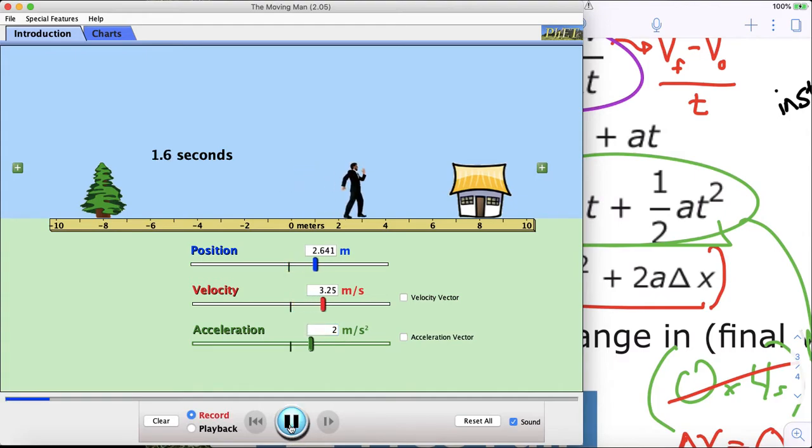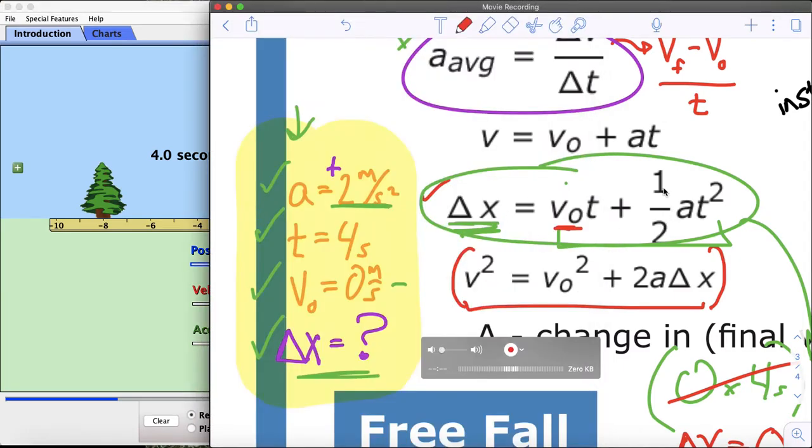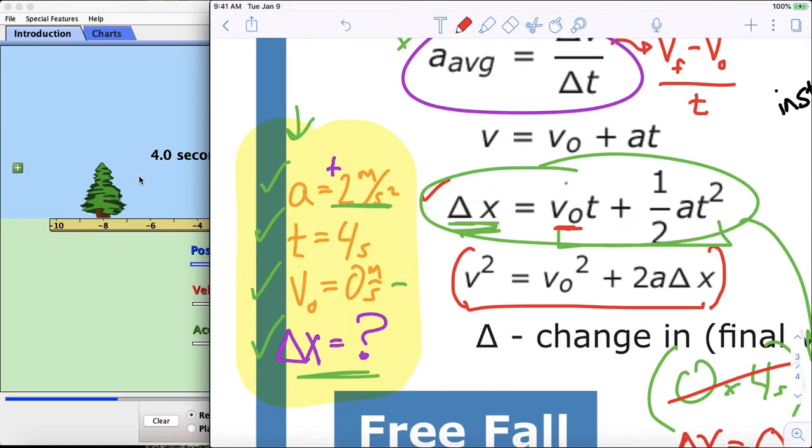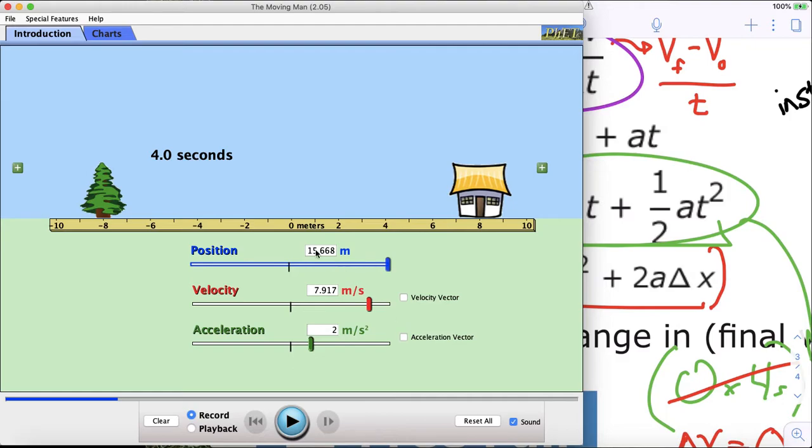1, 2. There it is. 4 seconds. And this says basically 0.7. So we can figure out using this equation how far it goes when it's accelerating, or displacement.